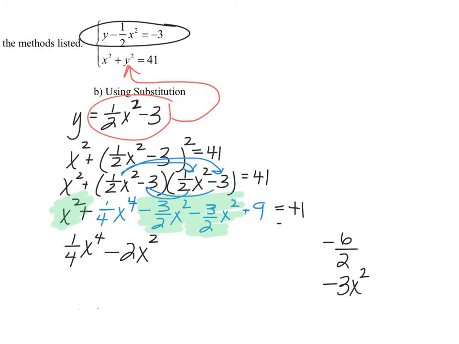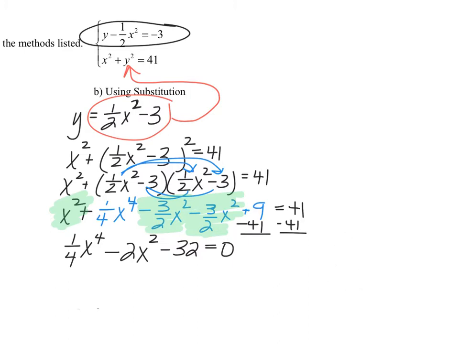And then I'm also going to go ahead and subtract the 41 from both sides because I'm going to need to set this equal to 0. So 9 minus 41 will leave me with a negative 32. So now I have a fourth degree equation. We would call this a quartic equation that I'm left trying to solve.